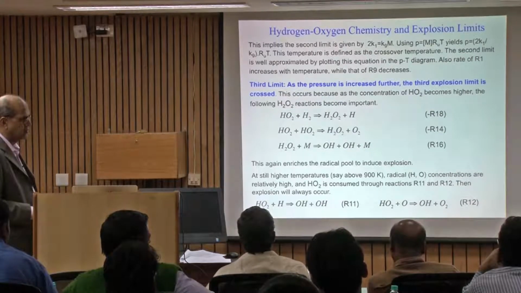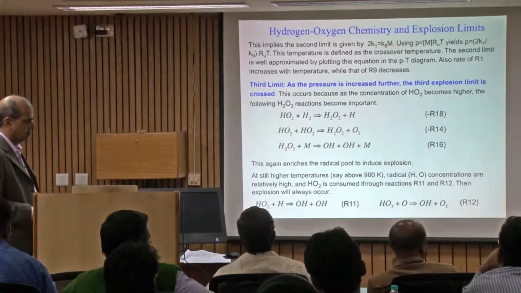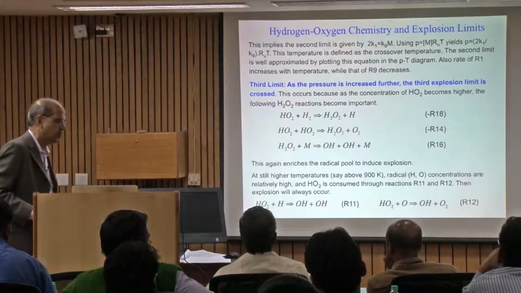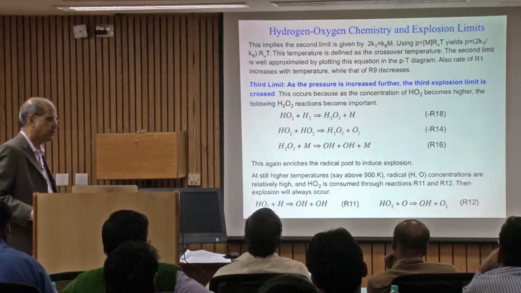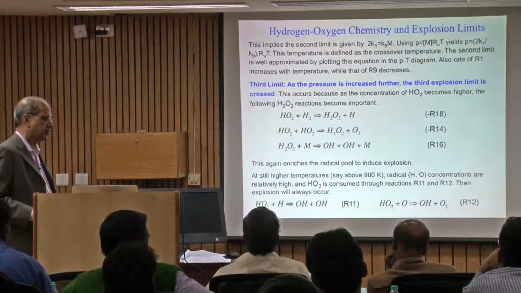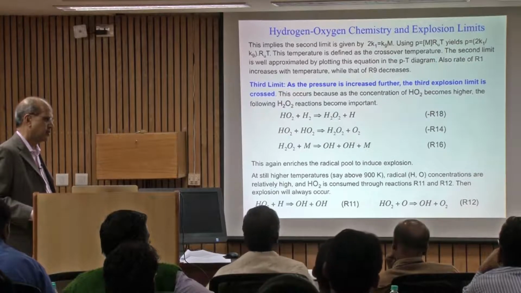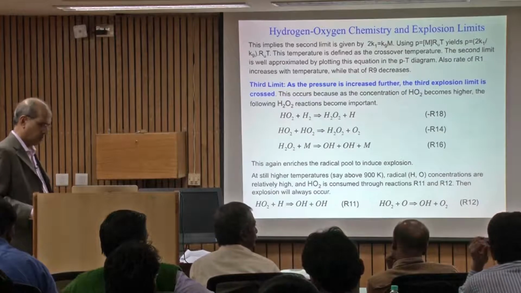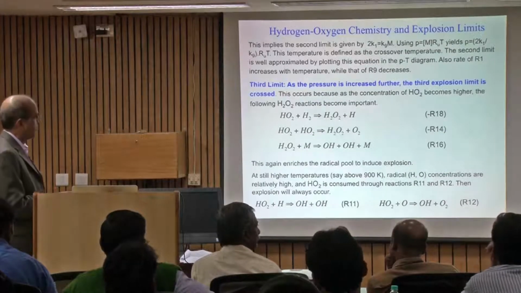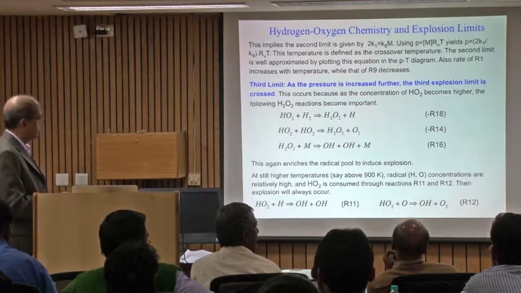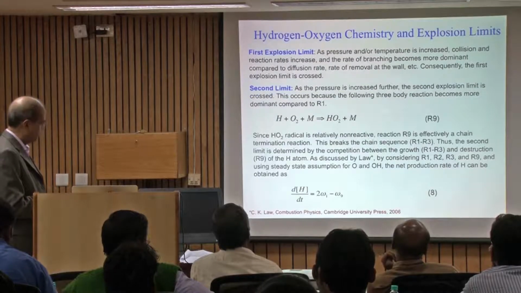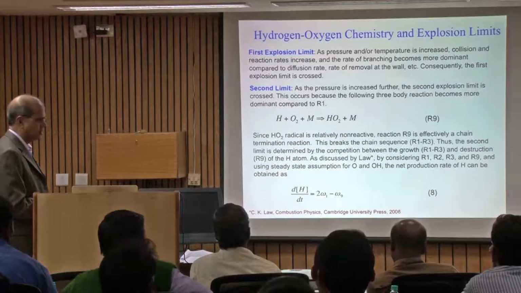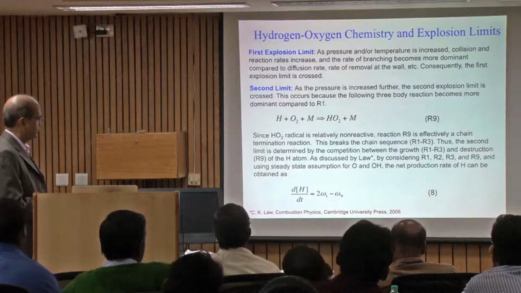If R1 increases, H increases. Sorry? If the rate of R1 increases with temperature, then H is coming down, meaning the free radical H is coming down? No, no, it's increasing, because this is increasing and this is decreasing. So there's more H.